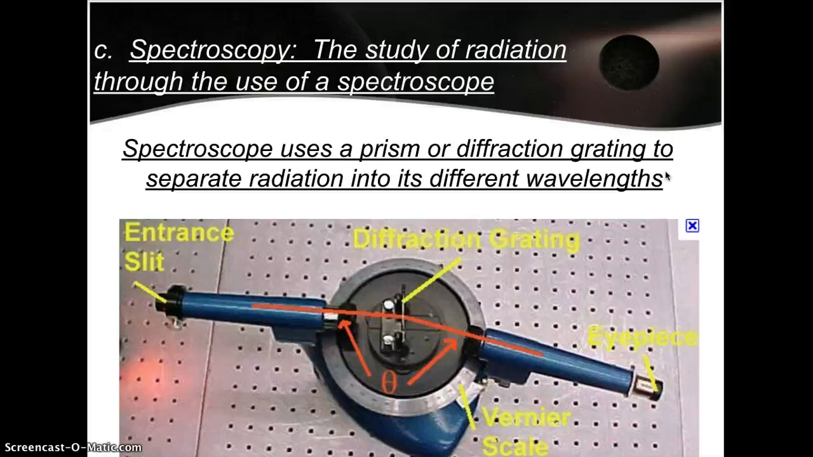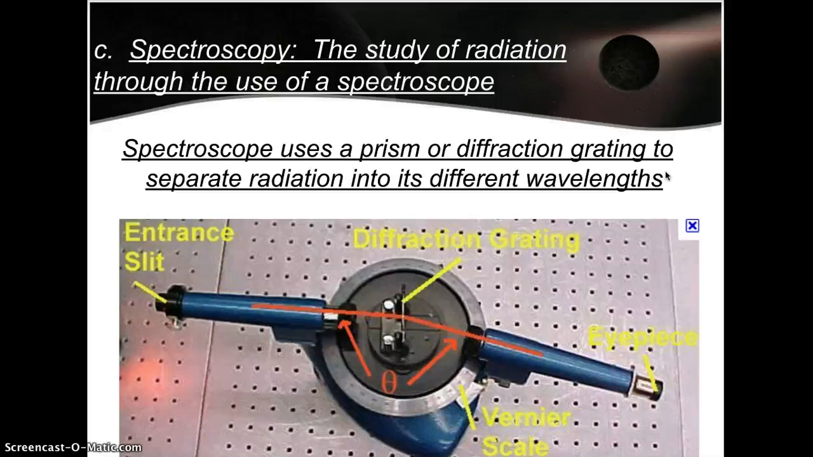So what this spectroscope does, or what a diffraction grating or a prism does, is it takes white light and it separates it into the different colors of light. Because all those colors are in there, they're just all mixed together, and so to us it looks white, but when we separate it out, we can see all the colors of the rainbow.